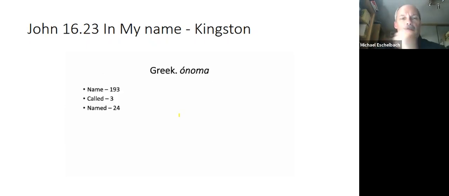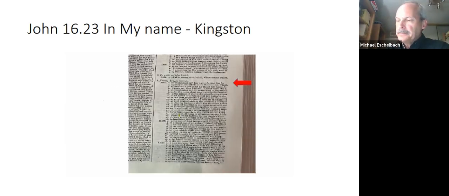So the name occurs 193 times. And in the meaning of called, it is 3 times. And in the named, it comes 24 times. And when I go back to the 193 times which is listed down, I see various verses that are so related. And then when I read it, I zoom down to the meaning of authority.